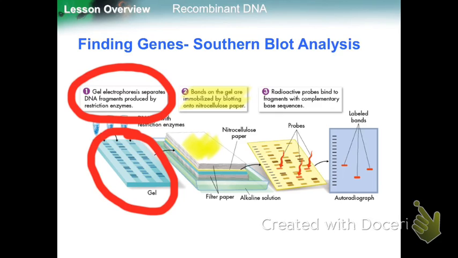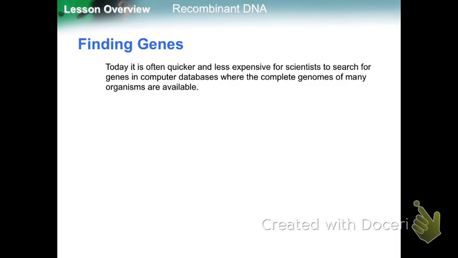Then DNA can't be visualized. It's kind of clear. So it needs to be made radioactive. The radioactive probes bind to fragments with complementary base sequences, and then there's an X-ray that's taken of it, which is called an autorad, or autoradiograph. Today this is computerized. It's quicker and less expensive that way.